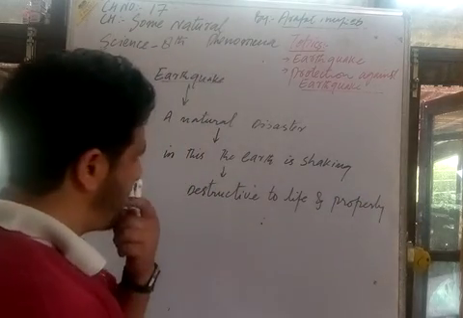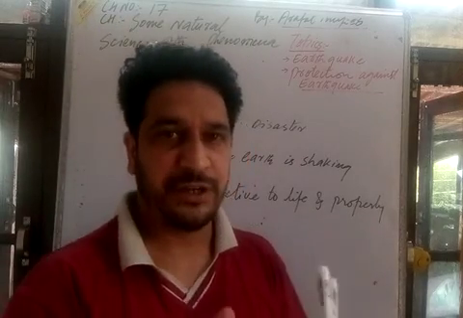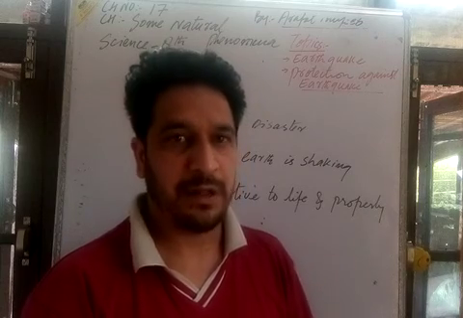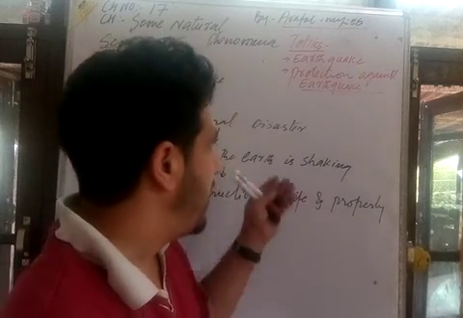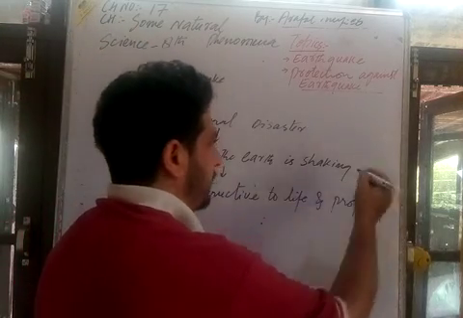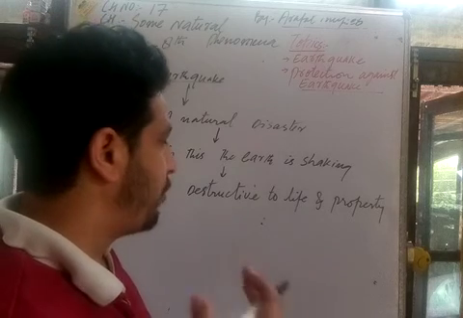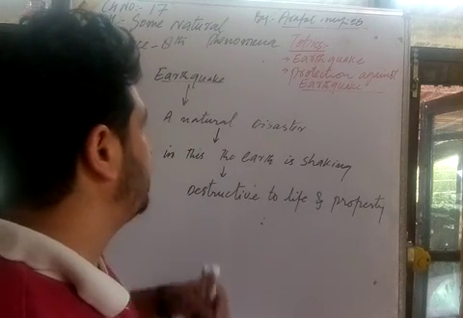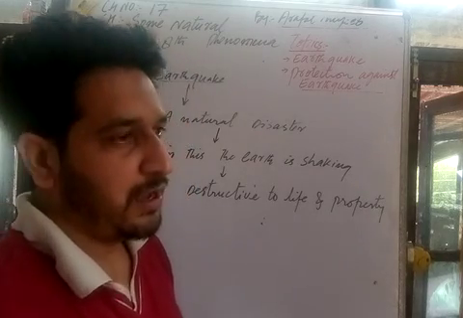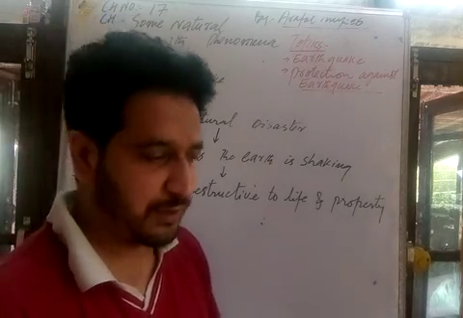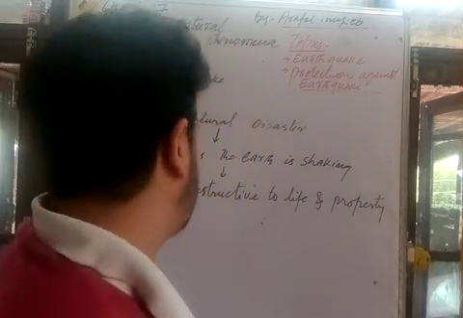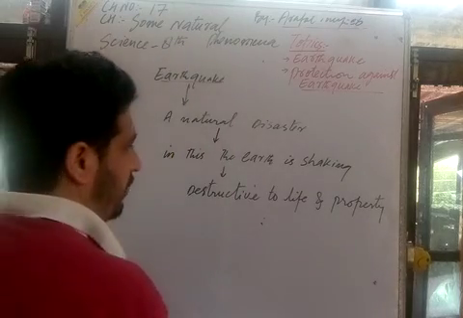Sometimes the earth surface is trembling, it is shaking, that is a natural disaster, destructive to life and property, and problematic, a sudden shaking that takes place on the surface of the earth. What is the cause of the earthquake? इसका क्या cause रहता है? Cause of earthquake.